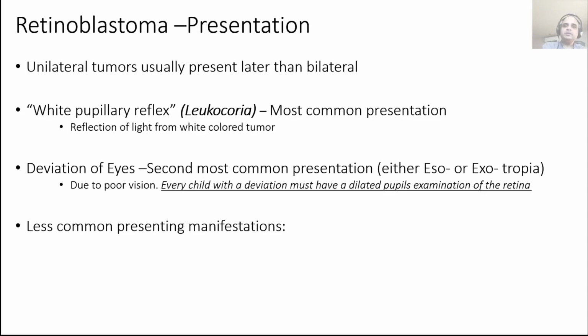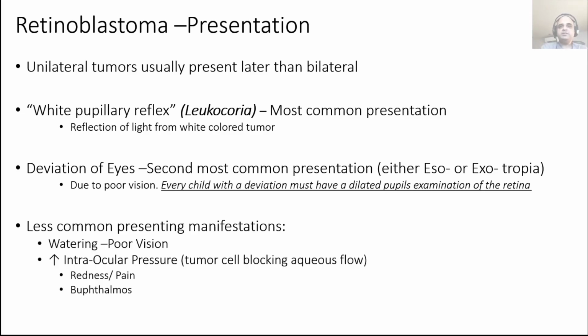The second most common presentation is deviation of eyes, as I've already talked about. And this deviation is because of poor vision, and that poor vision is obviously because of the tumor. The deviation could be esotropia or exotropia. What is esotropia? Exotropia, we'll talk about when we talk about strabismus, which is the last of the differentials in our theme, in fact, the last topic of your clerkship. Thus, every child who presents to you with a deviation must have his or her fundus examined to ensure that this is not the cause of deviation.